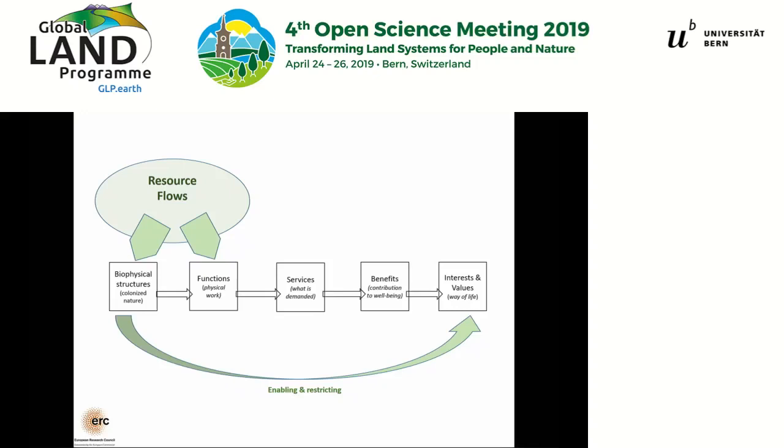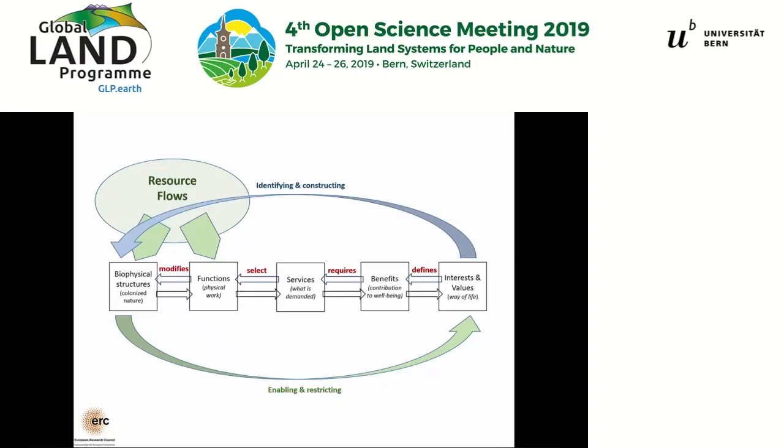We have an enabling and restricting link between the biophysical structures and the services they provide, the benefits and the interests at the end. These stocks enable but also restrict the options for services and benefits. But we also have a link the other way around: interests and values define the benefits. So benefits are the benefits for those who have specific interests or specific values.